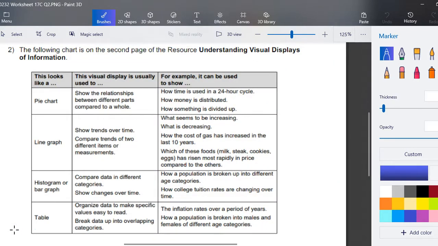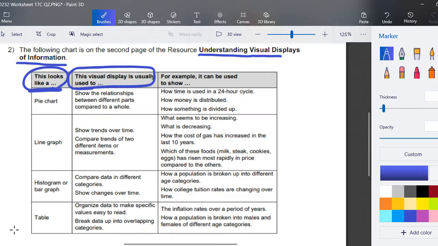Question number 2 starts by showing us a chart, which is on the second page of your resource in your Quantitative Reasoning or Math 1332 course inside of MyMathLab, or if you bought the in-class student pages printed, it's at the back of that booklet. Understanding visual displays of information is a really good piece of information. If it looks like a pie chart, then it usually is used to show relationships between different parts compared to a whole.